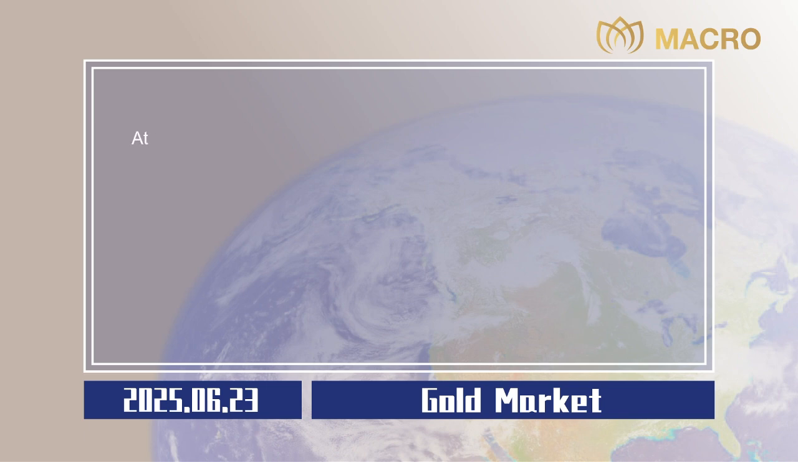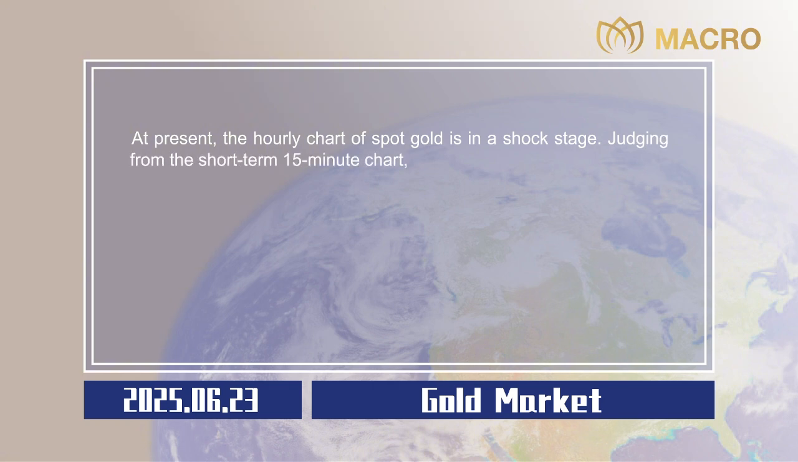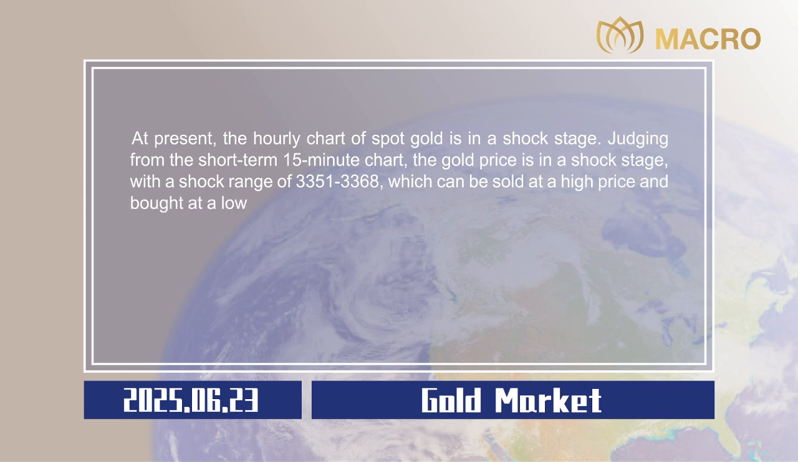Gold market. At present, the hourly chart of spot gold is in a shock stage. Judging from the short-term 15-minute chart, the gold price is in a shock stage, with a shock range of $3351 to $3368, which can be sold at a high price and bought at a low price in operation.